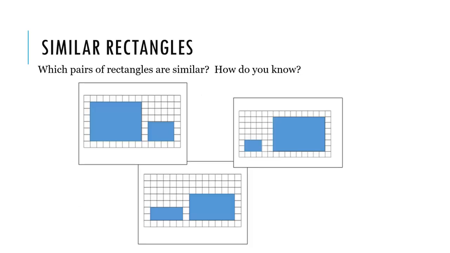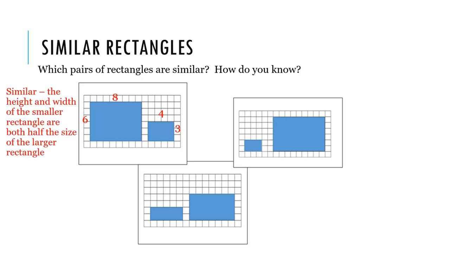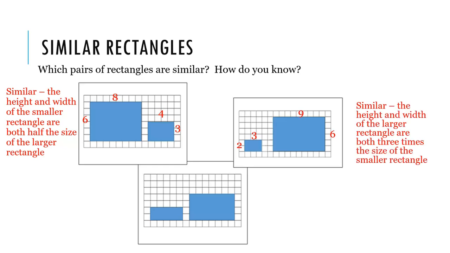When we look at these rectangles, the sides of the bigger rectangle are 6 and 8, and the smaller one is 3 and 4. These are similar because the smaller rectangle is half the size of the larger one. If we're going from small to large, 2 to 6 and 3 to 9, that means the height and width of the larger rectangle are 3 times the size.